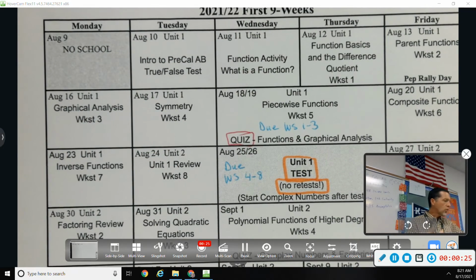So the first 3 worksheets of the packet, you'll just tear off the first 3 and turn them in. You guys online, take a picture, turn it into one PDF, and submit that PDF.